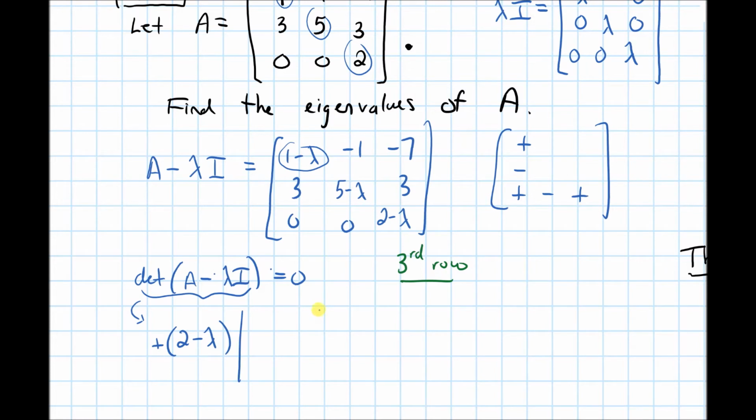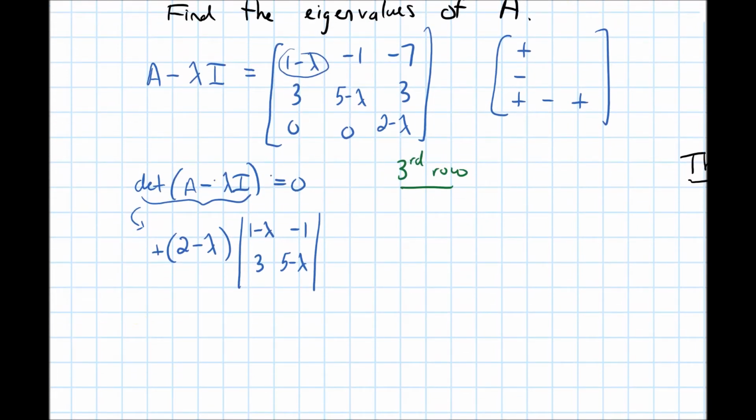And then this gets multiplied by the determinant that I get when I cross out the row that 2 minus lambda is a part of, and the column it's a part of. So let me just erase those for the time. Let me just go ahead and write down the remaining entries: 1 minus lambda, -1, 3, and then 5 minus lambda. And now let me erase those extra lines that I drew in. Okay, so let's continue to compute this.